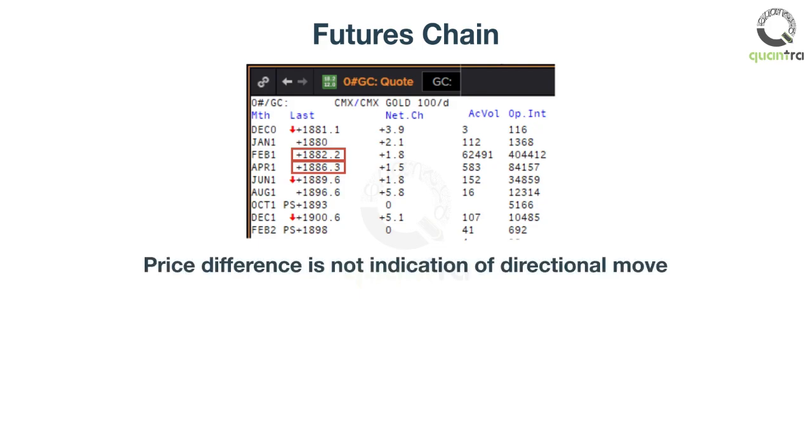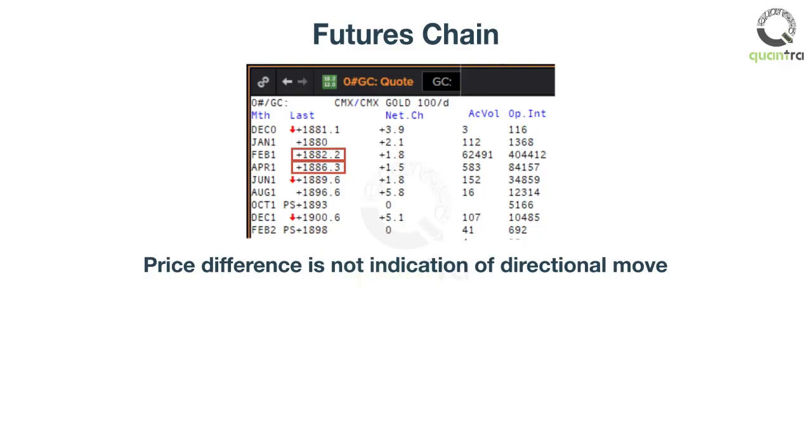1,886.3. A common misunderstanding is that this difference reflects the market's anticipation of the direction of the gold price. That is not the case at all. This price difference reflects the cost of carry, which in itself has a few different factors that may influence it. To make it simple, you can view this as a hedging cost.